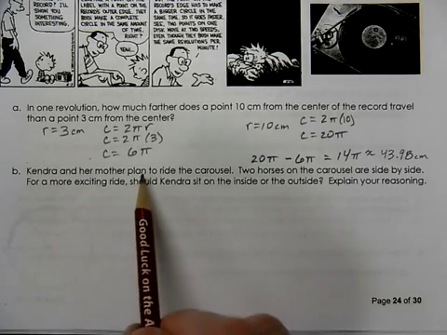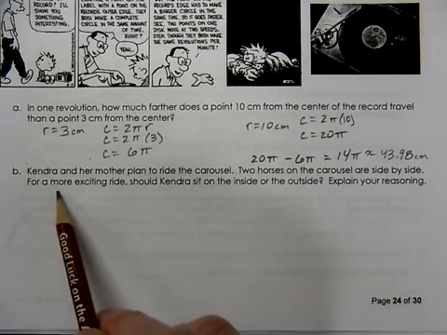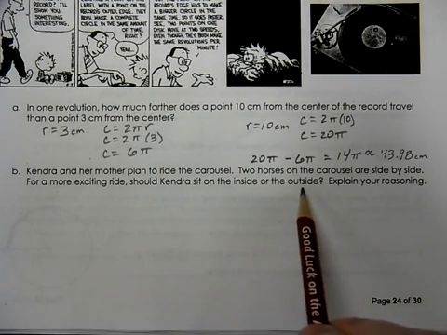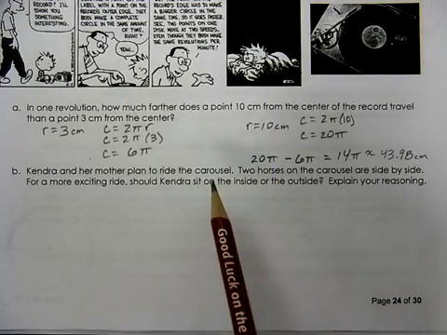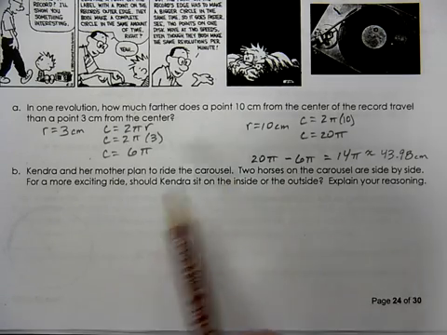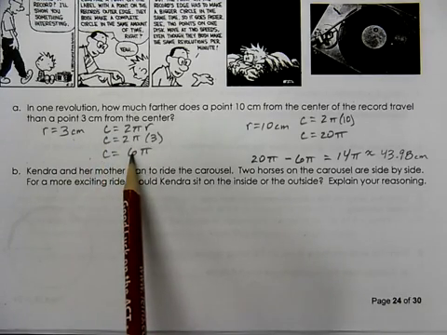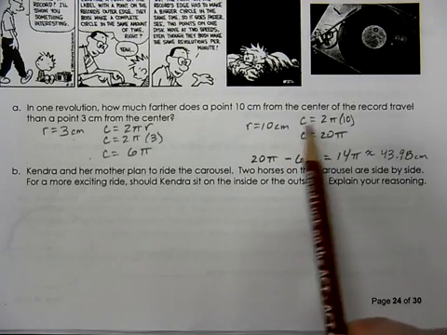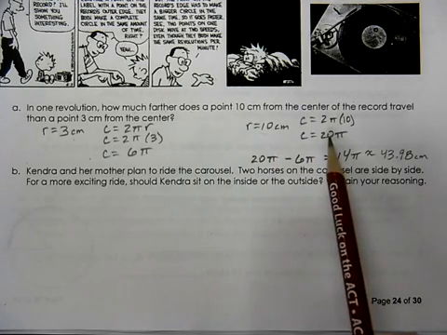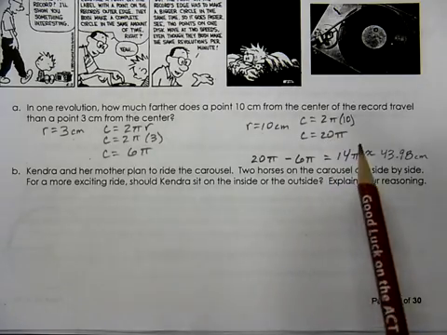We have Kendra and her mother planning to ride the carousel. Two horses on the carousel are side by side. For a more exciting ride, should Kendra sit on the inside or the outside? Which part, further from the center or closer to the center, is going to make you go faster? Well, we just talked about here, if you're closer to the center, you have a distance of 6 pi. And if you're farther from the center, you travel a further distance. If you're traveling a further distance in the same amount of time, you're going to go faster.